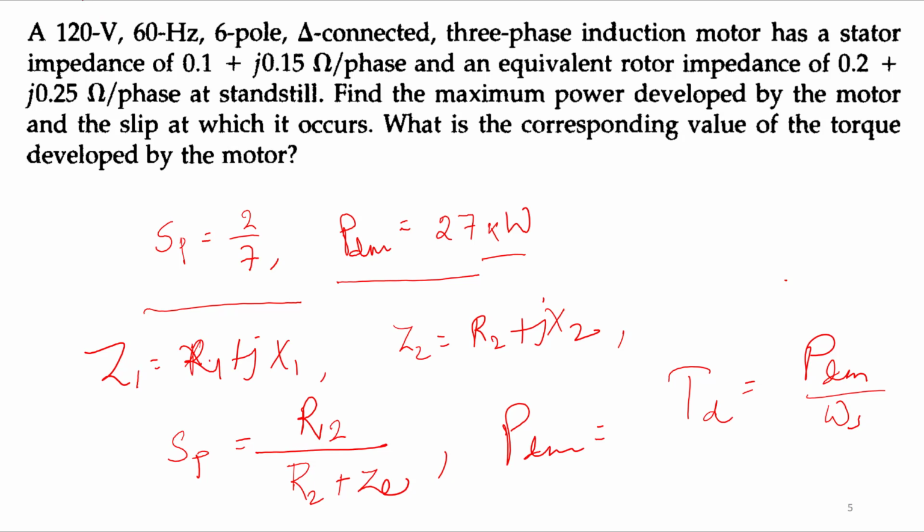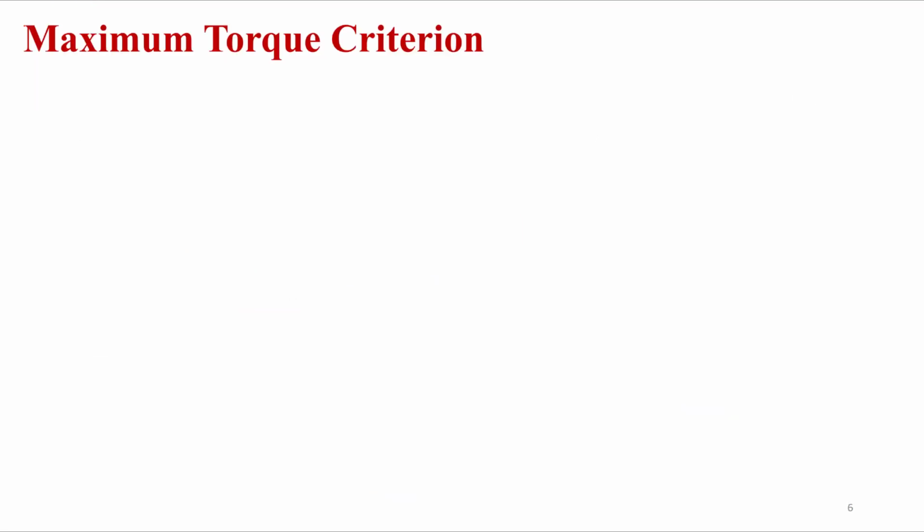And when you are substituting this voltage, this is a line to line voltage, right? You need to make it a phase voltage. Okay, so now we'll find the maximum torque criterion.